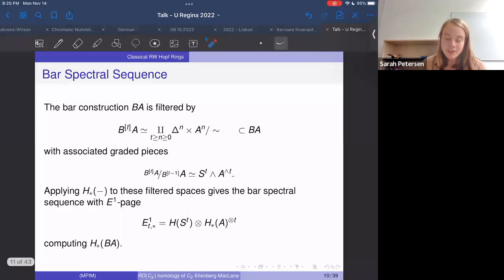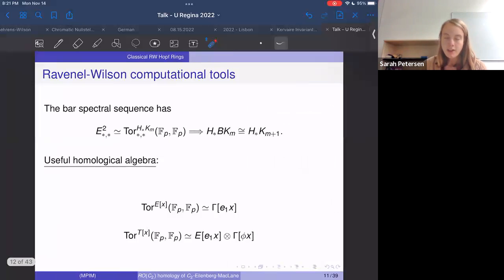Okay. So this construction can be filtered by taking the portions just up to a T-simplex with T copies of A. And this has associated graded pieces, which are T spheres smashed with T copies of A. If we apply homology to these filtered spaces, we get the E1 page of a spectral sequence computing the homology of BA. One of the nice properties of this spectral sequence is that the E2 page has a very nice description in terms of Tor. If we're computing this for our Eilenberg-MacLane spaces, Km, we take Tor over the homology for the E2 page, and then you have the rest of the spectral sequence to compute, but this will converge to the homology of the Km+1 space.